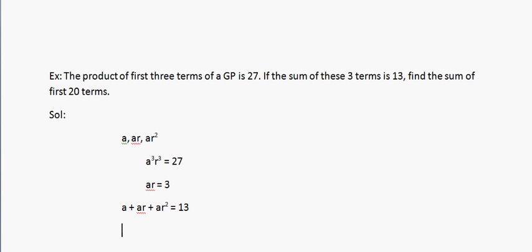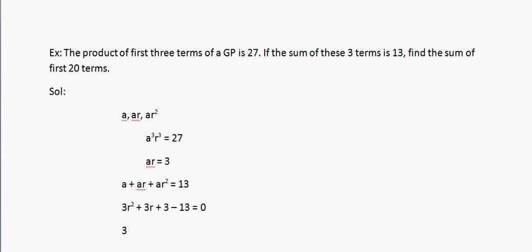So this would become a quadratic equation, and we have already seen how to solve a quadratic equation, right? So it would become 3 times r square plus 3 times r plus 3 minus 13 is equal to 0, which is 3 times r square plus 3 times r minus how much? 10 is equal to 0, right?